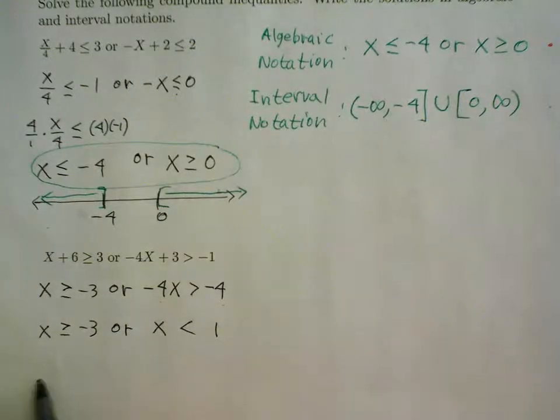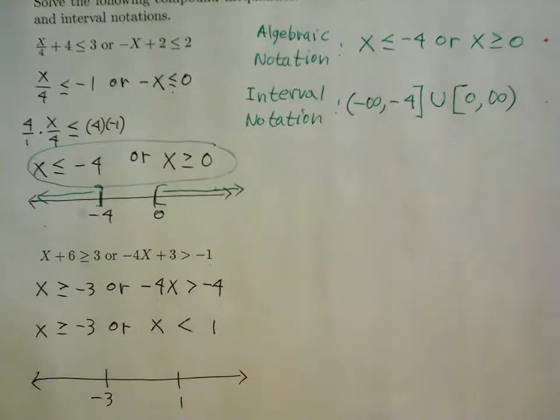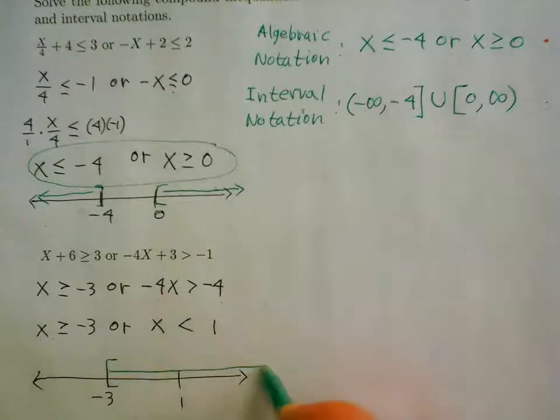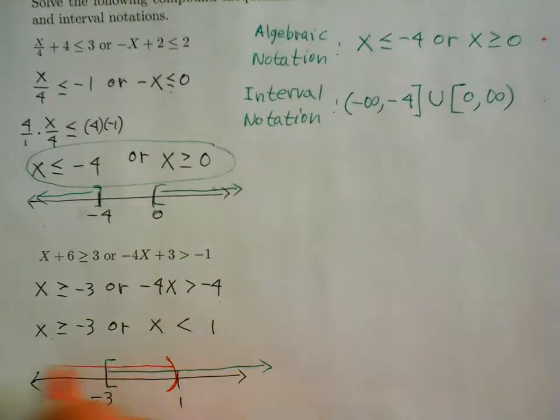Okay, let's go ahead and graph the solution set. Plot the numbers negative 3 and 1. Negative 3 is to the left of 1. If x is greater than or equal to negative 3, it's from negative 3 and to the right. And if x is less than 1, those are the numbers to the left of 1 on the number line.